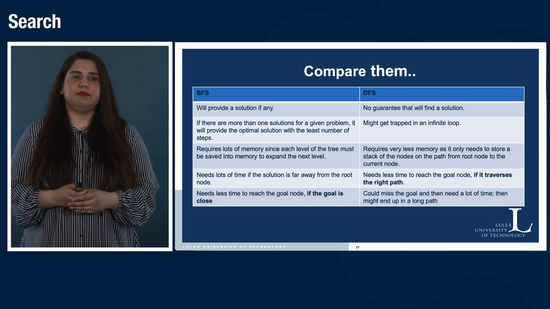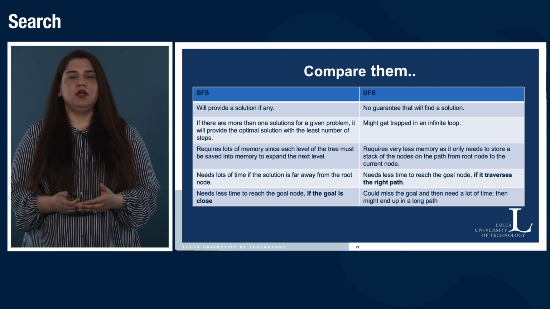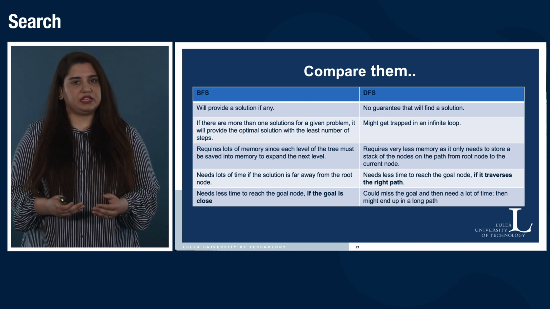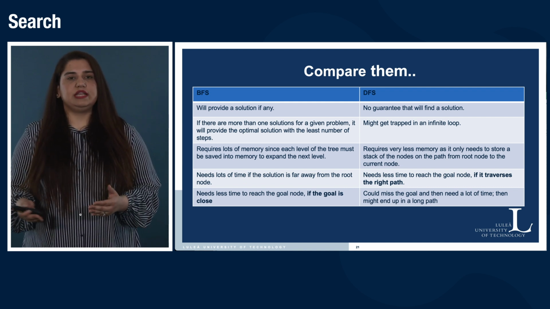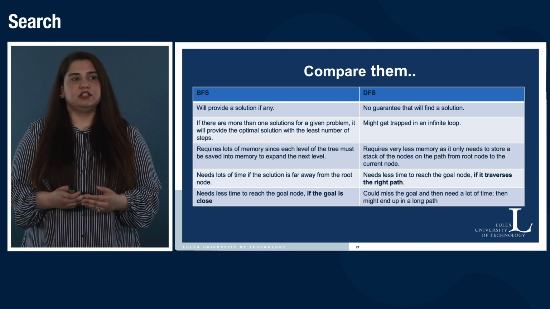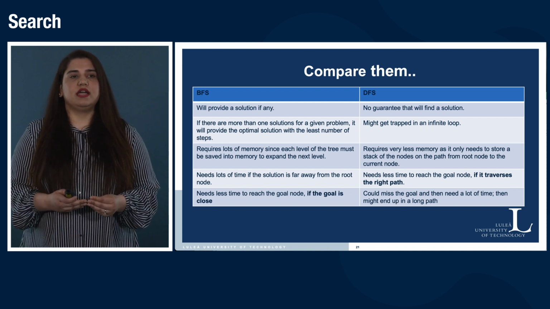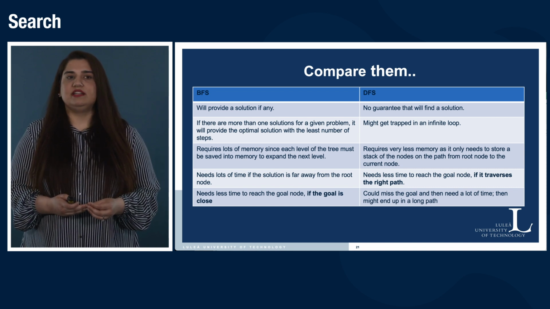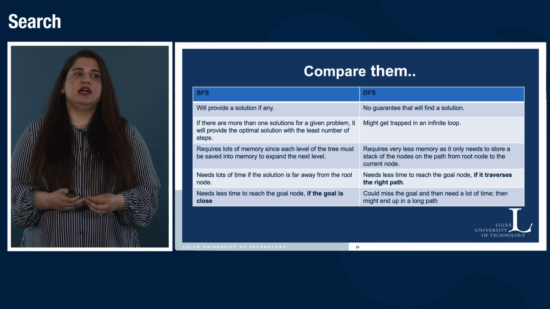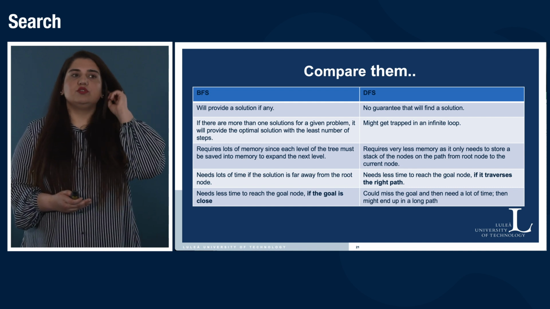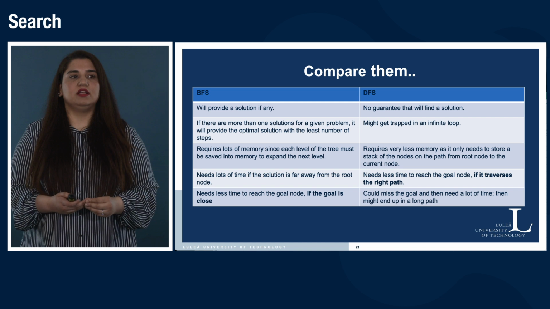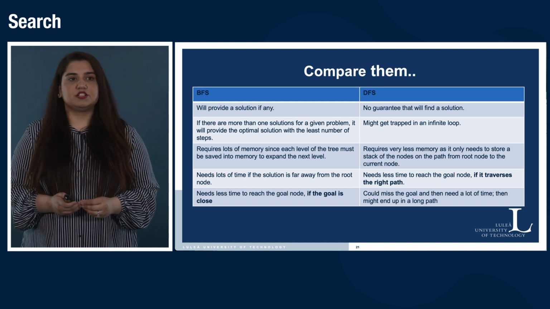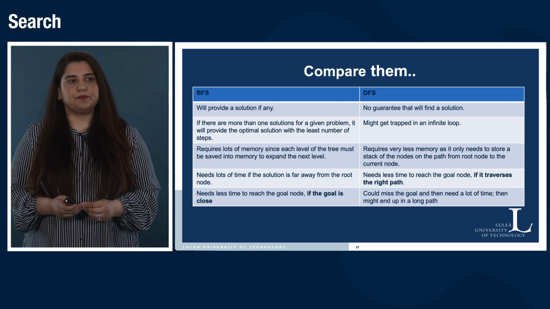So if we compare them and see which one is performing better than the other, we will see that breadth first search will provide a solution, if any. As you saw, it covers all the successors of one level, and the chances of it finding a solution are more likely than depth first search. How? Because depth first search has no guarantee that it will find a solution. And in breadth first search, if there is more than one solution for a given problem, it will provide the optimal solution with the least number of steps. However, depth first search might get trapped in an infinite loop.